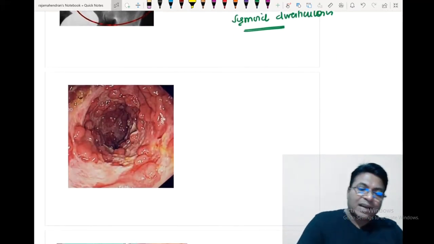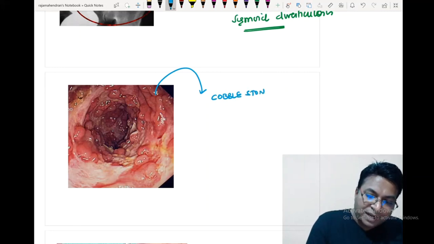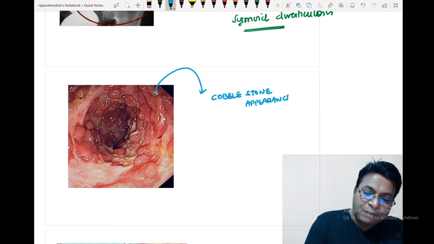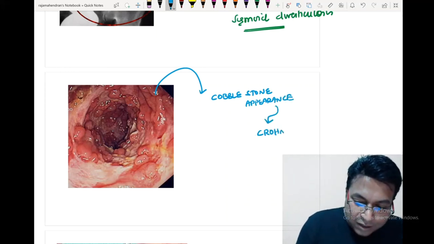So this question is again a classical image based question from the small bowel. That is a picture showing you an appearance. What is this? These are cobblestone appearance. Where will you get cobblestone appearance? Can you tell me where you will get cobblestone appearance? Cobblestone appearance is seen in Crohn's disease.